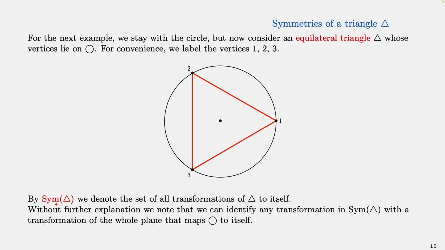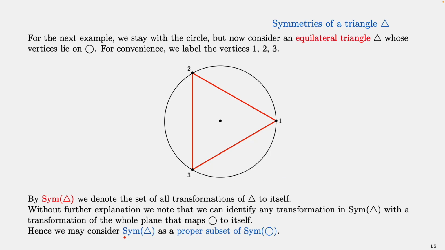Here we write sim triangle to denote the set of all transformations of this triangle to itself, so the symmetries of the triangle. And we note that we can identify any transformation of this triangle with the transformation of the whole plane that maps the circle to itself, because the endpoints here lie on the circle, so any transformation that maps the triangle to itself corresponds to one transformation that maps the circle to itself.